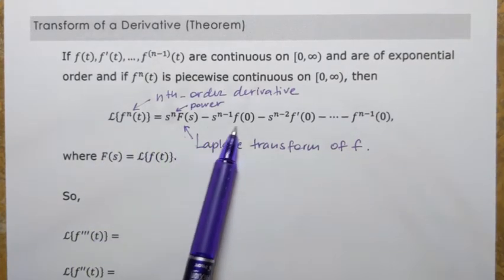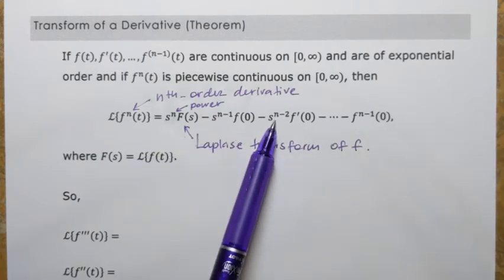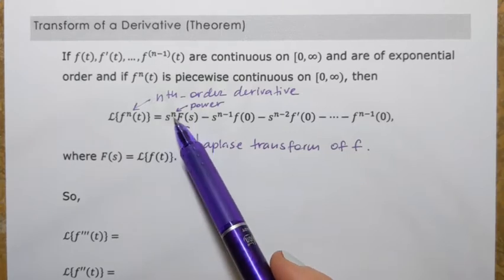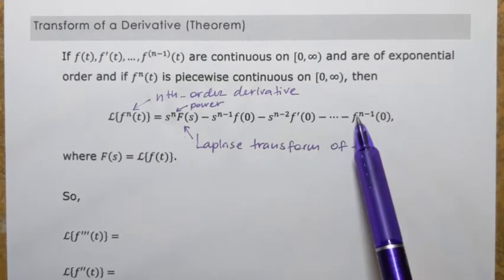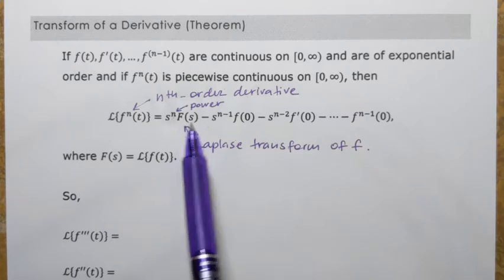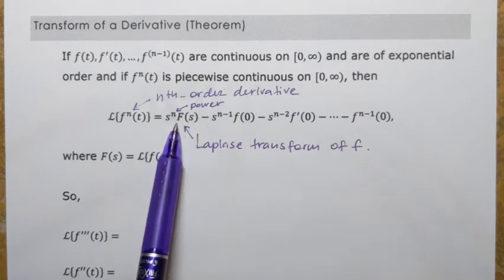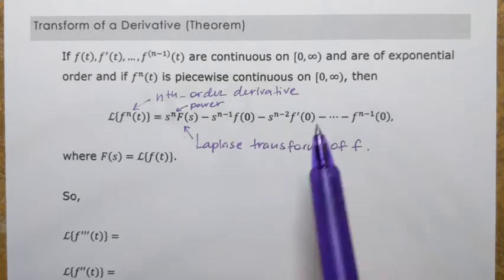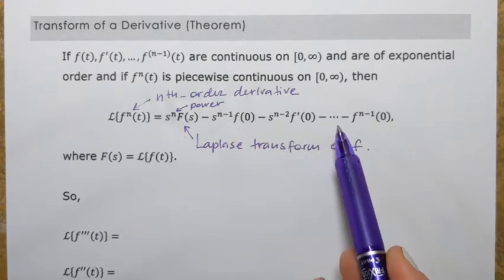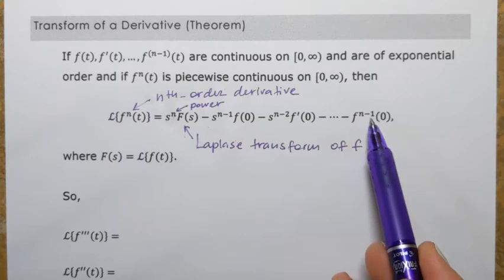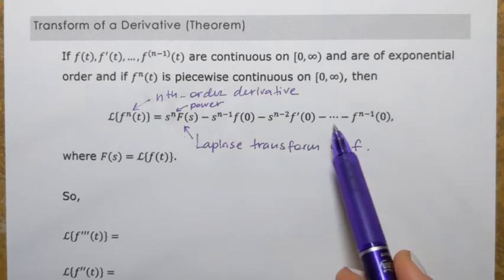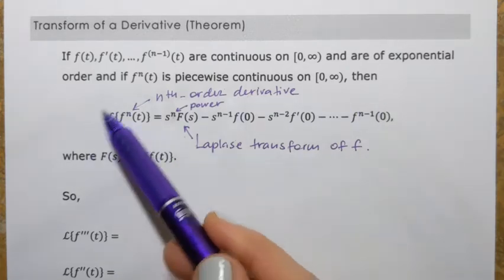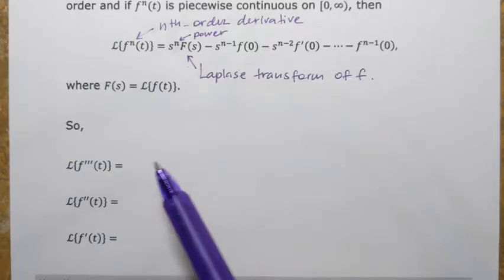So if we try to generalize this expression, we can see that all terms have s raised to the power that starts with n and then continues in the descending order. And then the first term has Laplace transform of function f, and after that we have function f itself evaluated at 0, and then derivatives of f in the increasing order up to n-1 derivative, and they all are being evaluated at 0. Well, let's try to apply this formula, this definition, to a few cases.